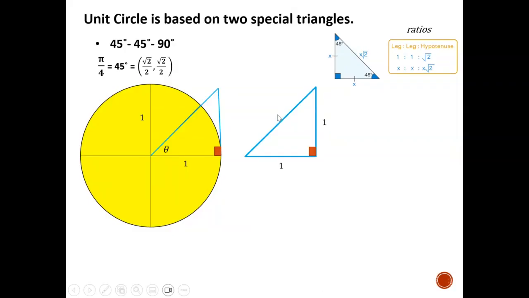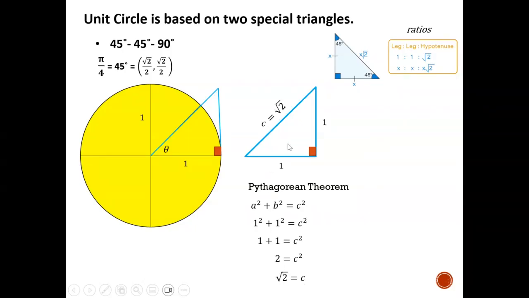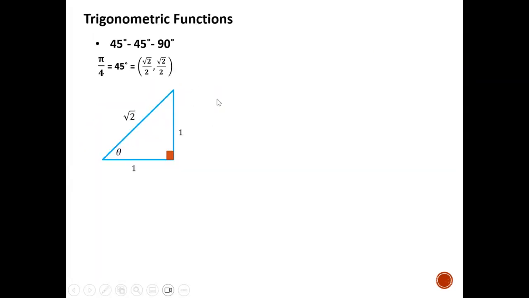Now, to find the hypotenuse, we can use the Pythagorean theorem. So a squared plus b squared equals c squared. C is always the hypotenuse, and the a and the b are the legs. So this is 1 squared plus 1 squared equals c squared. So that will give us 2 equals c squared. We square root both sides. So the square root of 2 equals c. That's my c. Okay?